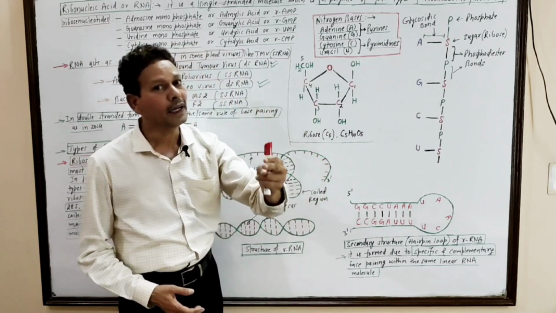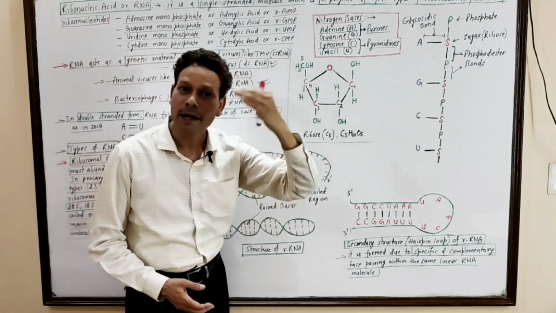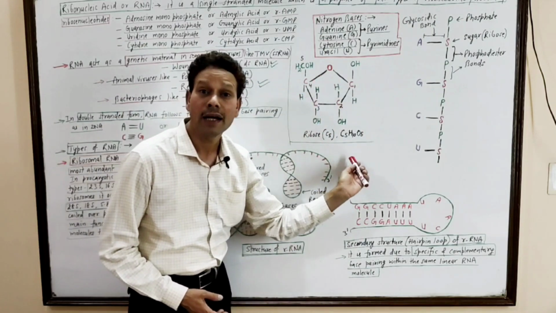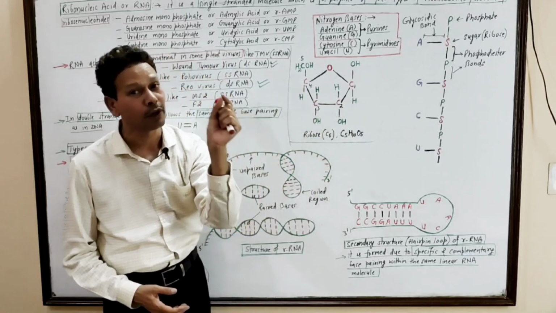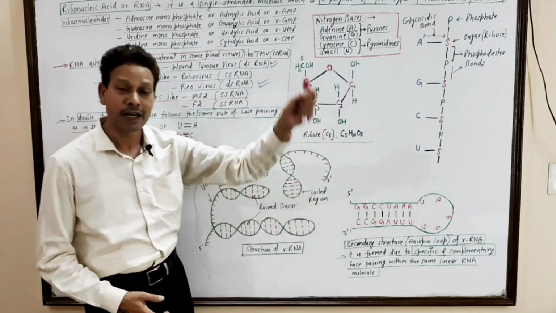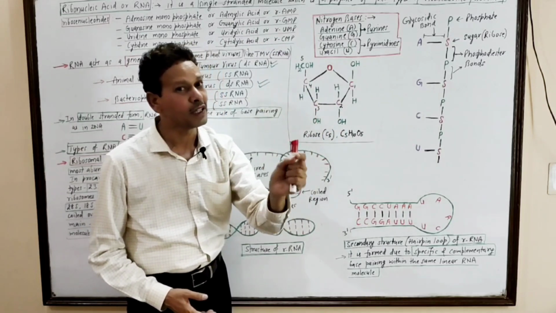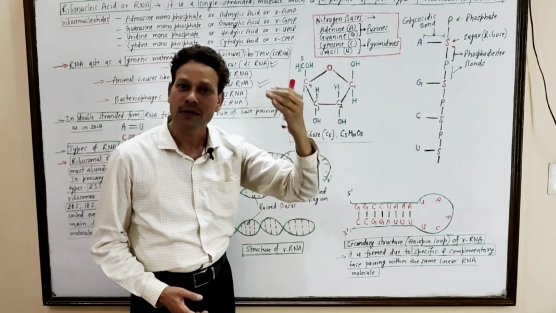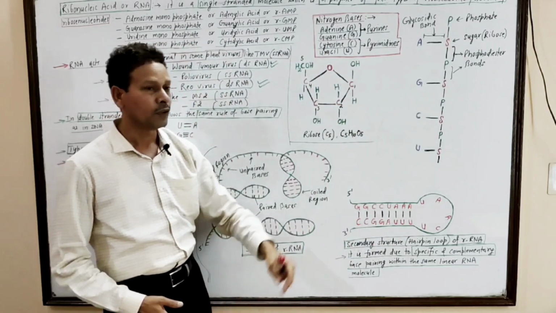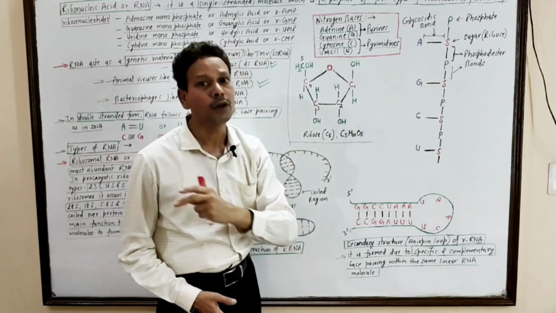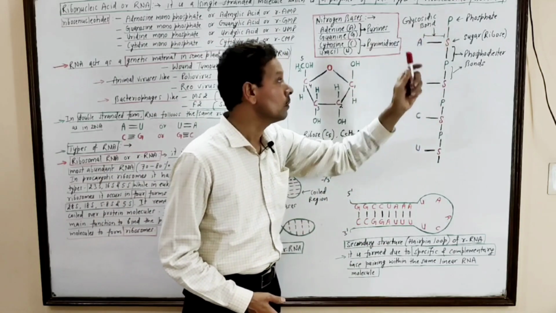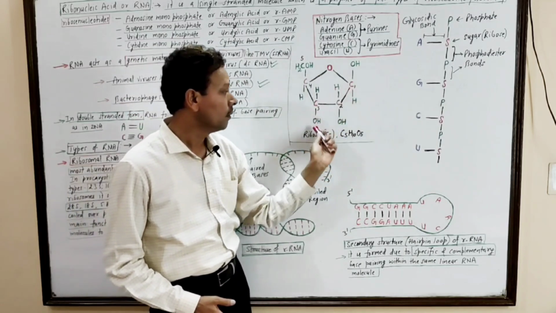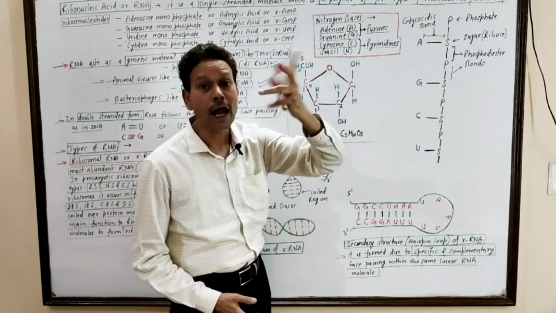Both RNA and DNA are named on the basis of these pentose sugars. In RNA, the sugar is ribose, so it is named ribonucleic acid. But in DNA, the pentose sugar is deoxyribose, so it is named DNA, deoxyribonucleic acid. The 3 components of RNA nucleotides: one is the phosphate group, second is the pentose sugar, which is ribose. That's why it is ribonucleic acid.